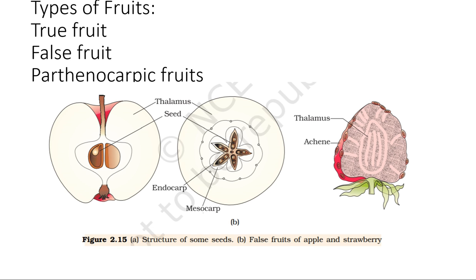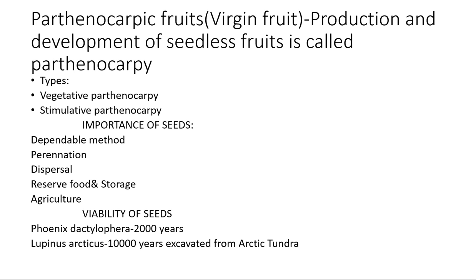So next is parthenocarpic fruits. We will study about parthenocarpic fruits in next slide. Now, parthenocarpic fruits. Basically, the meaning of parthenocarpic fruits is the production and development of seedless fruits is called parthenocarpy. So, the mechanism of obtaining parthenocarpic fruits is becoming increasingly important because of three main reasons.